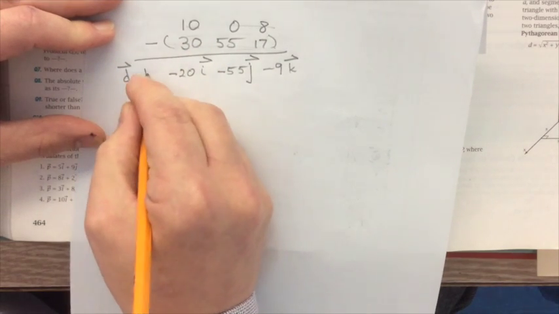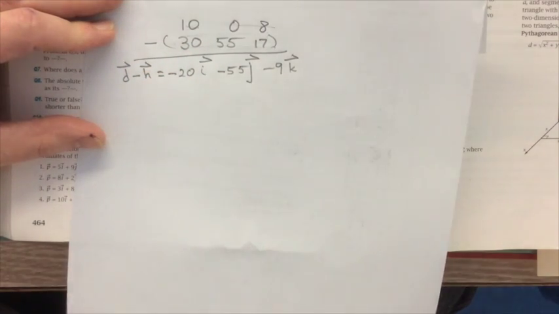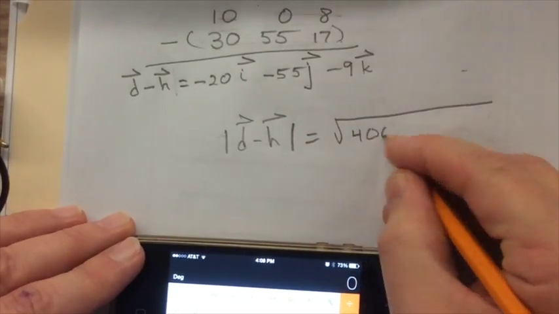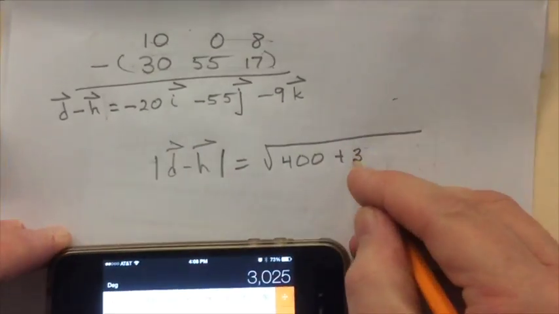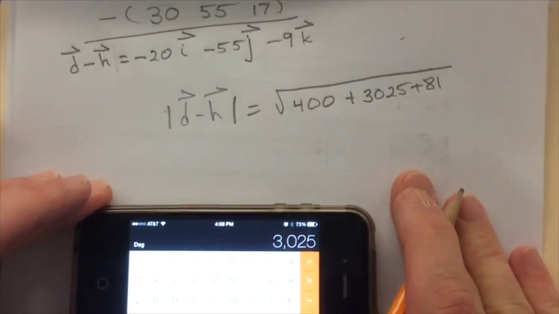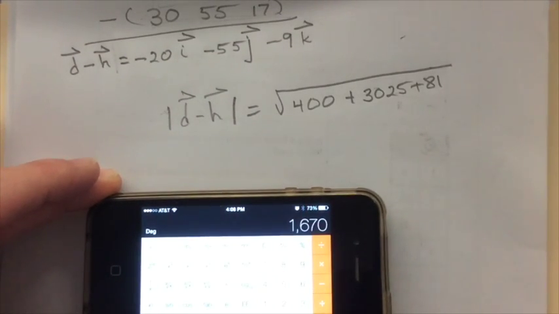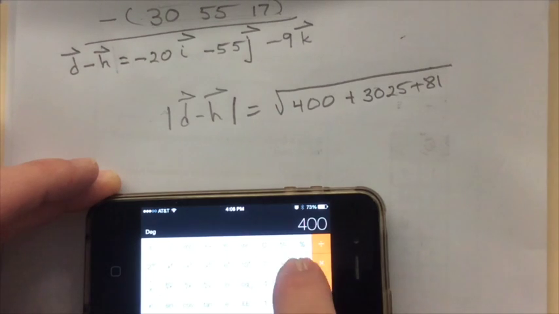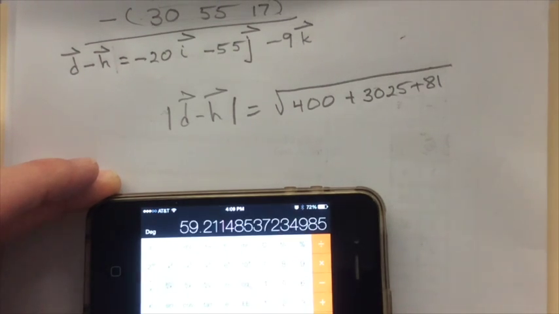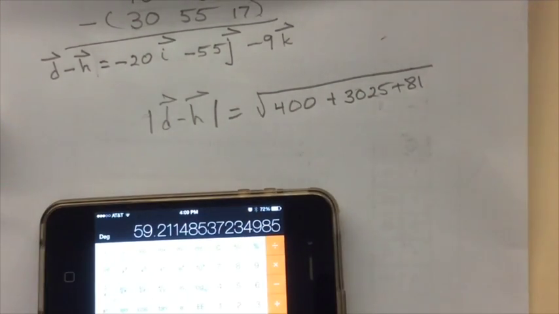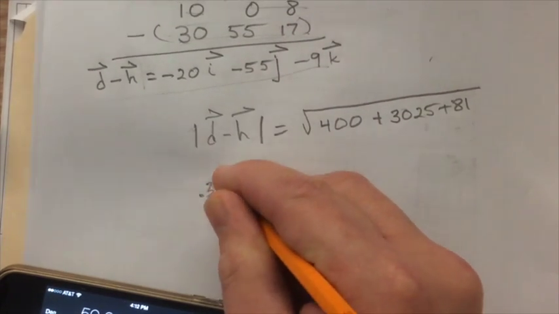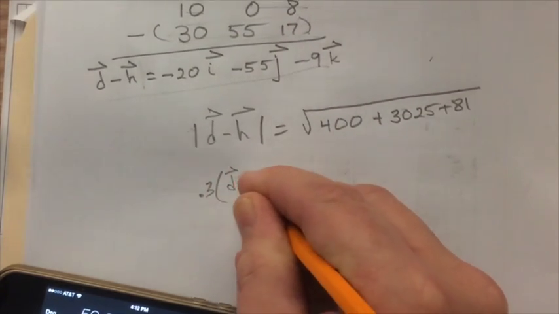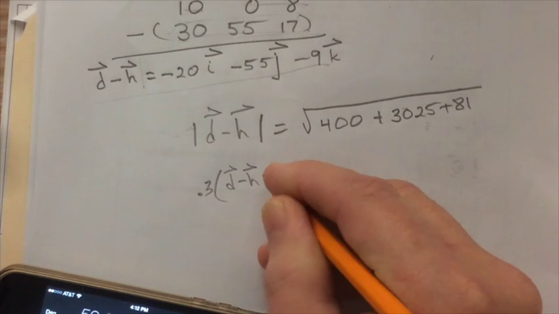And then, of course, the next question is going to be, what's the magnitude of this vector? In other words, how far is the distance from the door to the house? You use the 3-dimensional Pythagorean theorem. That gets you an answer, a little more than 59 feet. But that's not the whole problem. Apparently the message got stuck.